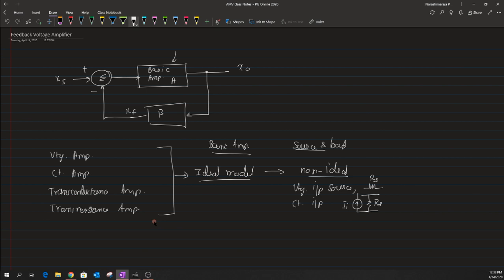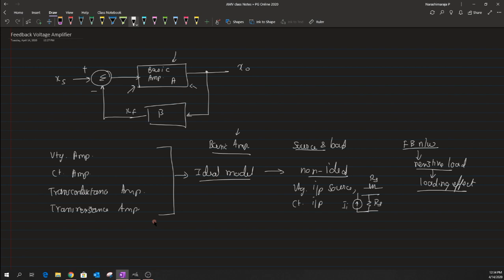We fixed these non-ideal models to the ideal model of this basic amplifier. And even for the feedback network, even though it was not specifically said, when these feedback networks are built using resistive elements, they tend to form a loading effect. They basically tend to load this basic amplifier, both across the input as well as across the output. And today we'll discuss this loading effect, specifically on the non-ideal model of this basic amplifier.